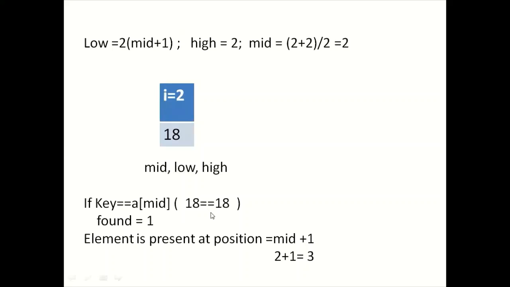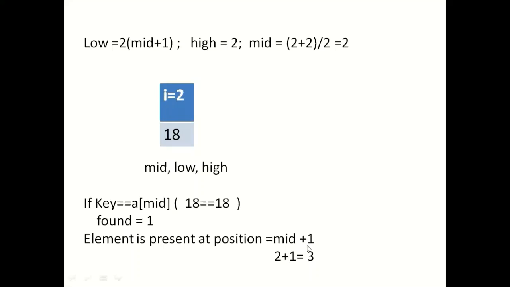Now again the binary search technique continues. Here we're going to search the middle element. Now 18 is equal to 18, so we have found the element. So we make found equal to 1 and display the position as mid plus 1, that is 2 plus 1 equal to 3.